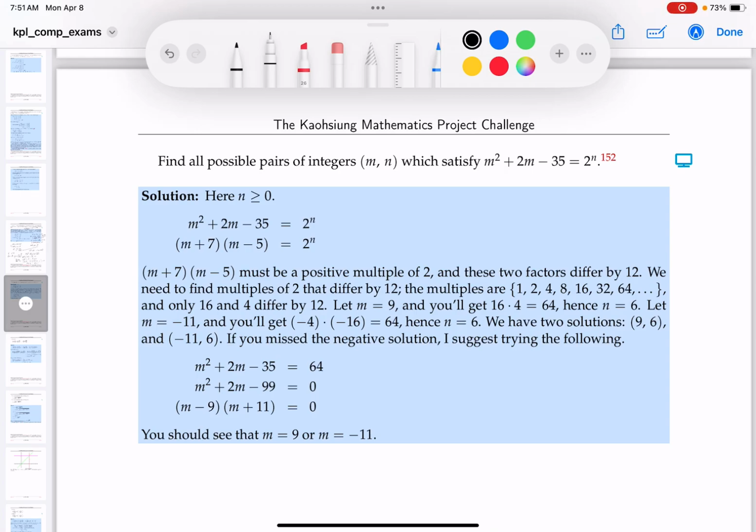Okay, find all possible pairs of integers m, n that satisfy m squared plus 2m minus 35 equals 2 to the n. Right, these are integer pairs, and this is what they have to satisfy. The first thing I would do is factor the problem, see if I can get a product out of it. All right, so I get m.